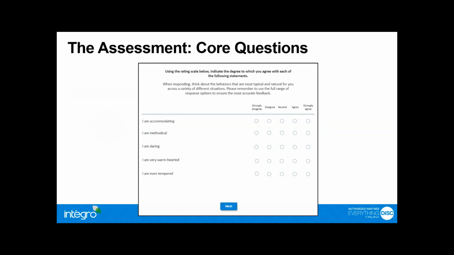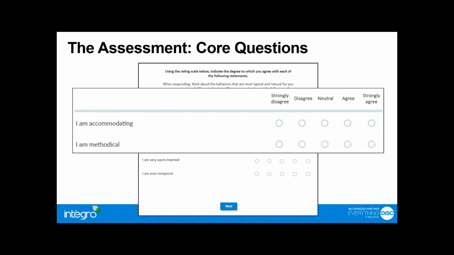It's a 5-point Likert scale from strongly disagree to strongly agree. And these are the base items that determine where your dot falls in a DISC profile. These questions are exactly the same as they would be in the workplace profile or management profile, any of the Everything DISC profiles, right? And then there's the product specific questions.